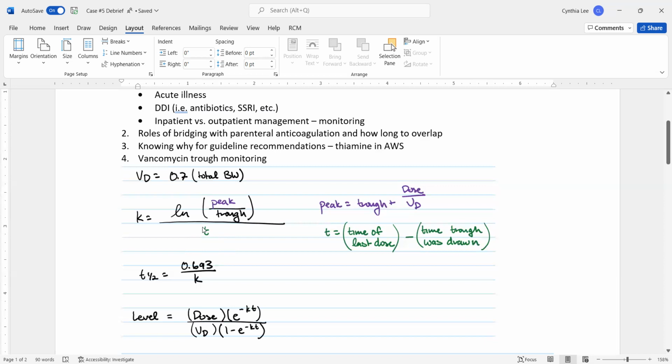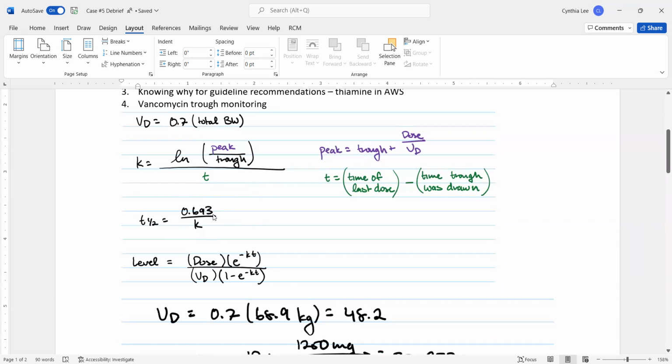I would say if it's not within 30 minutes of the interval, I would use the real interval. So maybe they draw it 30 minutes before the next dose, and you did a 24 hour dosing interval, then it will be 23.5 hours, right? Because it's basically 23.5 hours from the dose administered to when the trough was drawn. And then you calculate the half-life, pretty simple. You will use the elimination rate constant here.